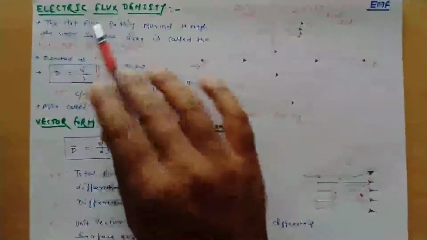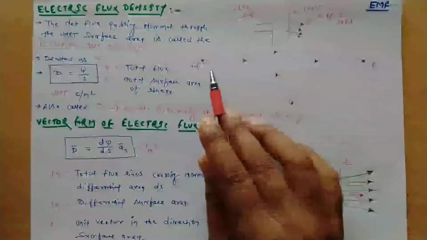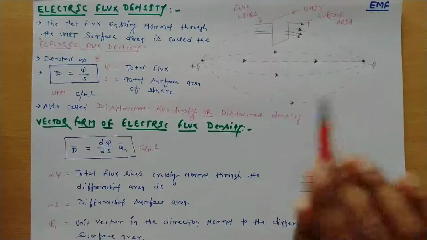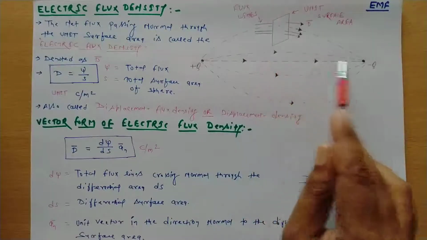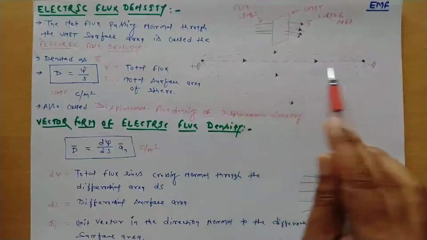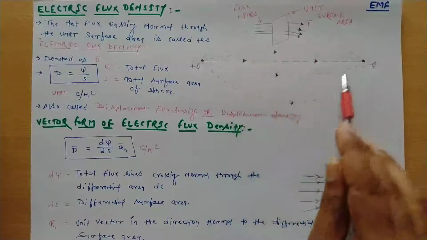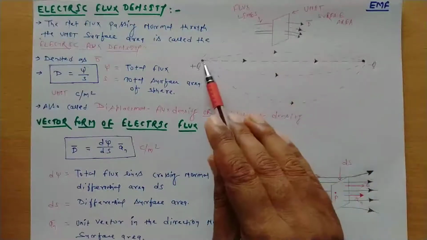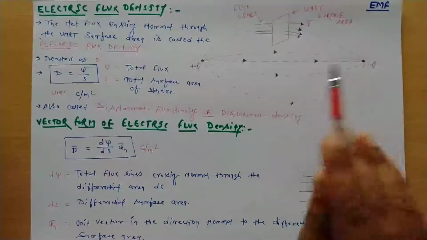Now to elaborate this topic, electric flux density, consider here two point charges, a positive charge and a negative charge. This is the amount of flux lines that I have shown in the dotted lines. You can see very clearly in this diagram that the flux lines originate from the positive charge and terminate on the negative charge.